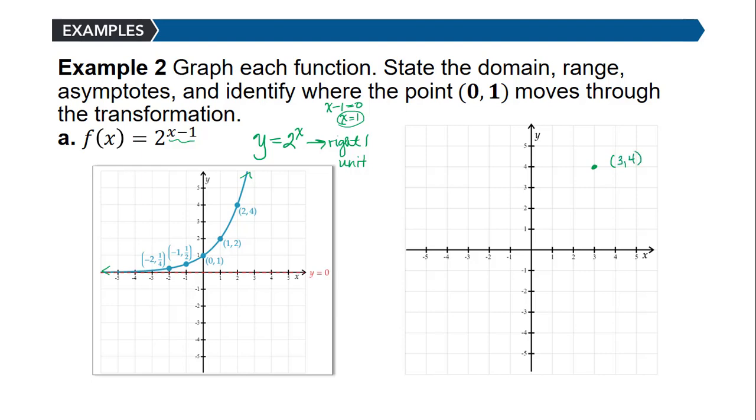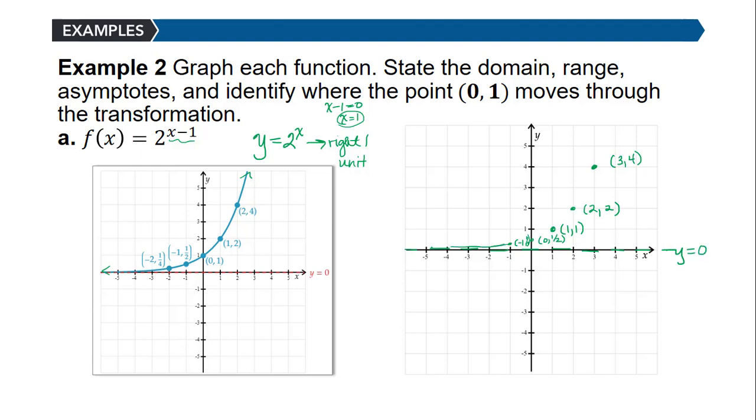1, 2 moved right is at 2, 2. 0, 1 moved right is at 1, 1. Negative 1, 1/2 moved right 1 unit is at 0, 1/2. And negative 2, 1/4 moved right 1 unit is at negative 1, 1/4. And so what about the horizontal asymptote? Well, that stays in place because when we shift a horizontal line right 1 unit, its placement doesn't change. It is still y equals 0.